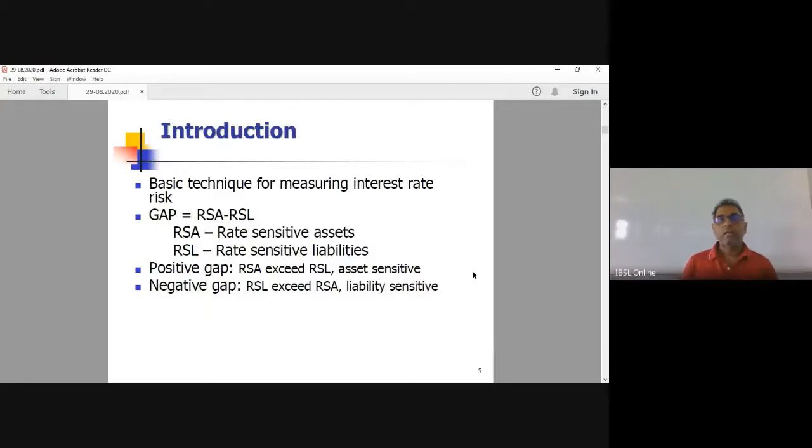And on the other side, with the negative gap, you have more liabilities subject to rate movements than you have assets subject to rate movements. In other words, it's not telling you that you have a disproportionate amount of assets and liabilities. It's saying that, when you consider sensitivity to market rates, positive gap is where you have more assets that are rate sensitive than you have liabilities. Negative gap is where you have more liabilities that are rate sensitive than you have assets. Is that clear?